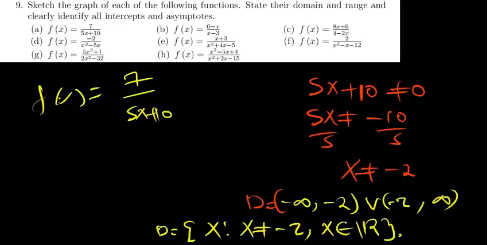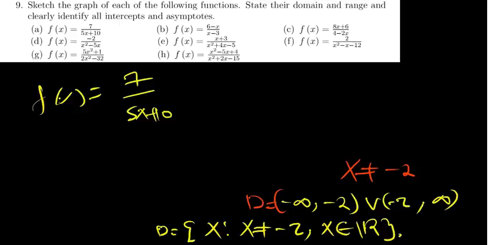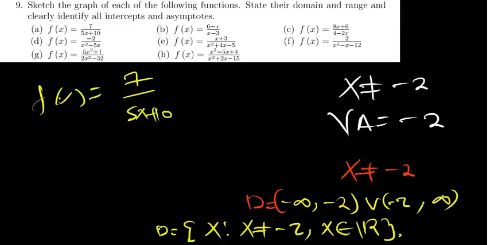Now when you find the domain, we have said x is not equal to negative 2. So the excluded value is the vertical asymptote. In that case, the vertical asymptote is going to be negative 2. If you find the domain, the same value which you have here is your vertical asymptote. Meaning my vertical asymptote is going to be negative 2. But for now, let's first find the domain and the range.